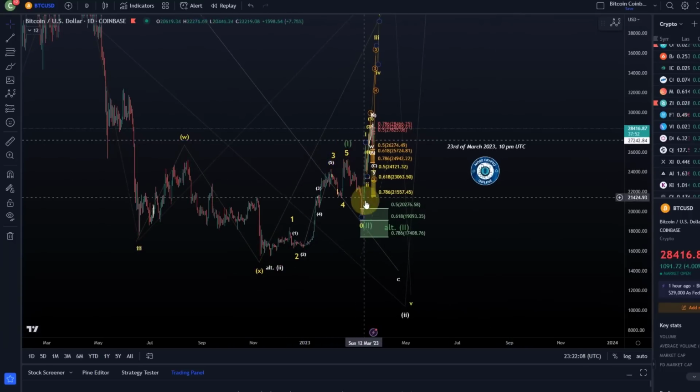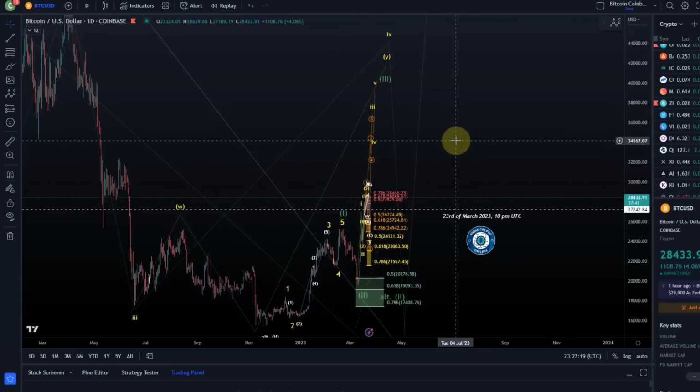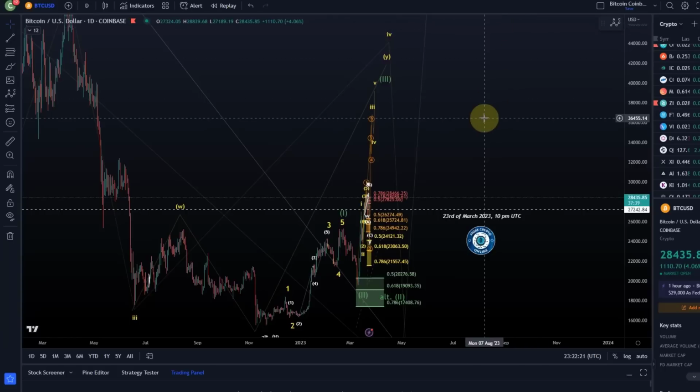We have our wave 1, we have our wave 2, and I can ignore all the subwave structures and just highlight, okay, we had our entry point here. Now we just let it run until we reach wave 3 top. Then we formulate another support area for wave 4 and rally higher, right?